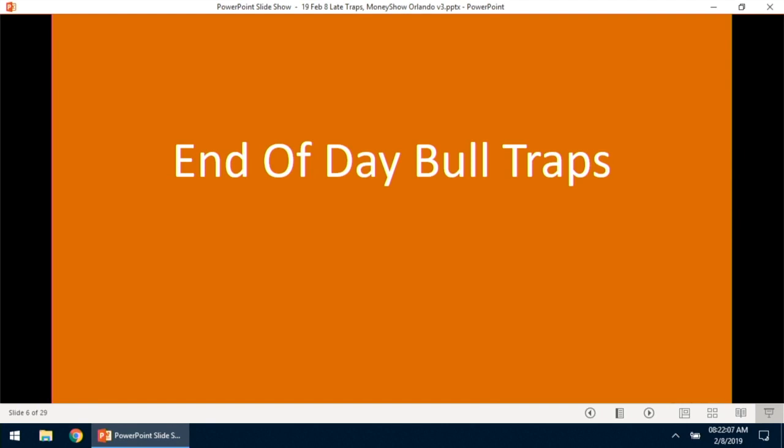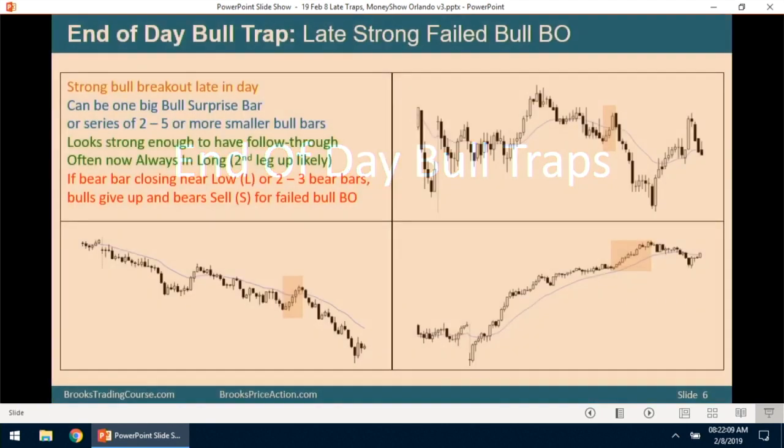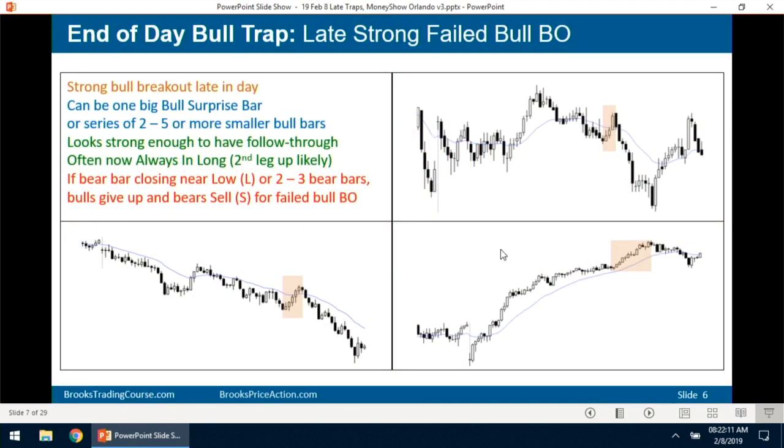When you get a bull trap late in the day, I call it an end of the day bull trap. Here I got 3 examples. Here we have a bear trend and then a series of bull bars. Here we have a trading range and a series of bull bars. And here we have a bull trend and a series of bull bars, all fairly late in the day. And in every one of these instances, the rally looks strong enough to have a second leg up. And therefore, it's a potential trap. And the key is, do you get bear bars closing near their lows? And if you do, the bulls will get out and the bears will sell.